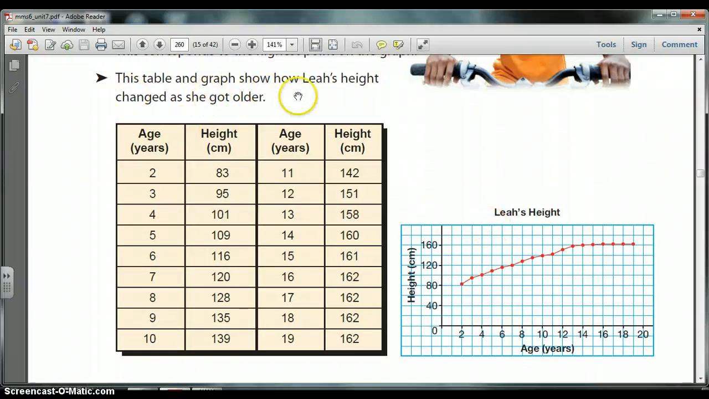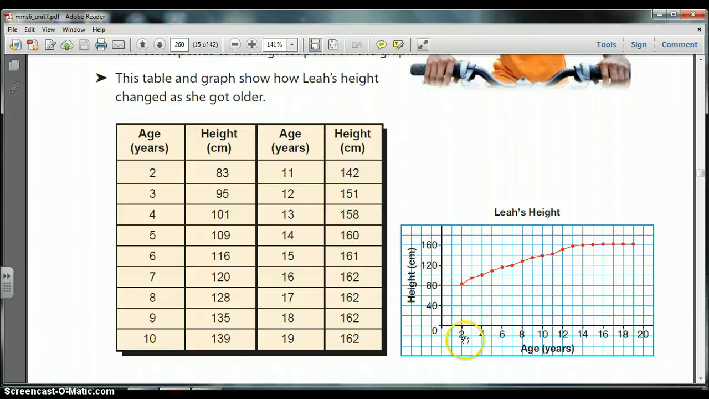This table and graph show how Leah's height changed as she got older. There's her age, all the way to 19. There's her height. Here's the data. Nice and graphed. They're connected. Something's different here. The data is not discrete. I wonder why. Well, I guess maybe because she continues to grow over the years.